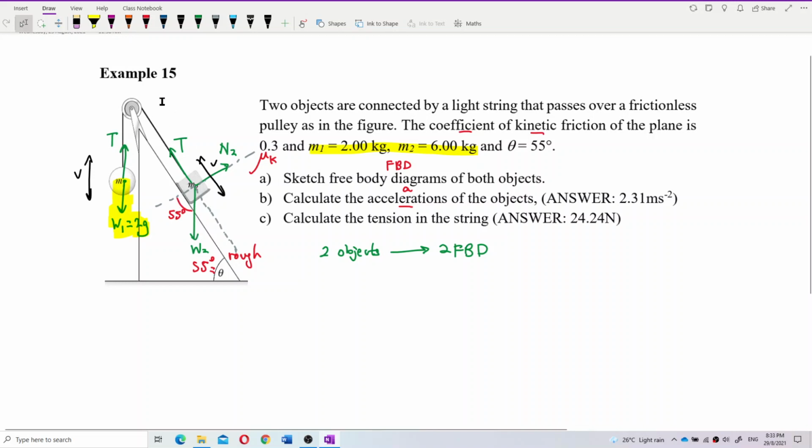To find the x component, this is the x component. So is this x component weight 2 times cosine or sine theta? This component is actually opposite the angle. Do you see that? You see this one.